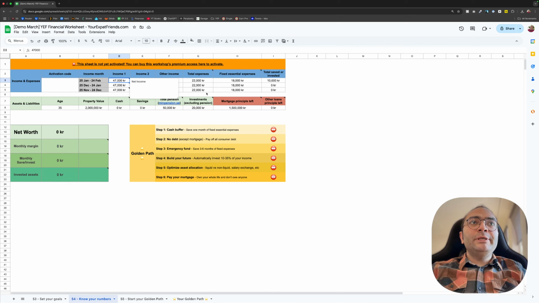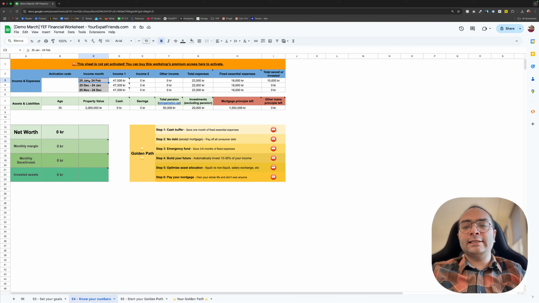Cool. So repeat this process for 3 months. So all of the past 3 months, from the day that you get paid until the day before the next day that you get paid, right? So it's usually the 25th of the month until the 24th of the next month. If it's different for you, adjust accordingly.